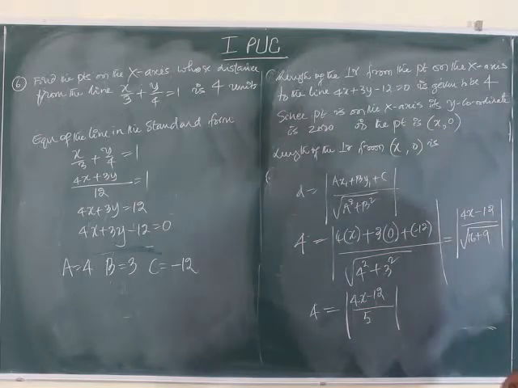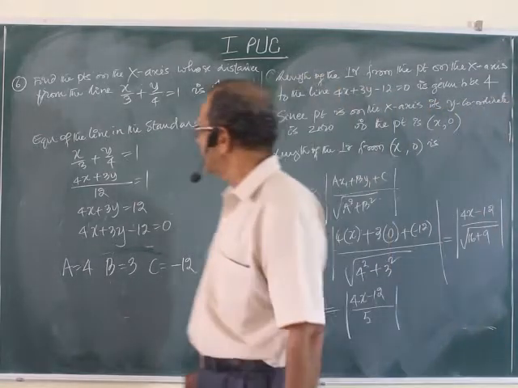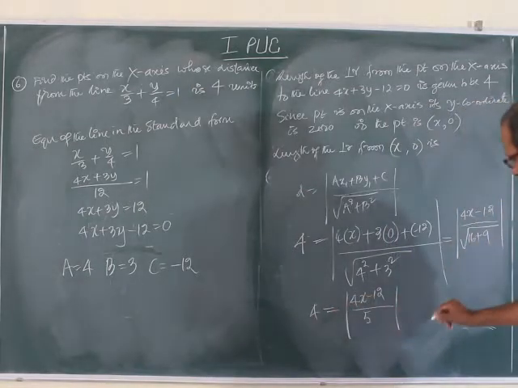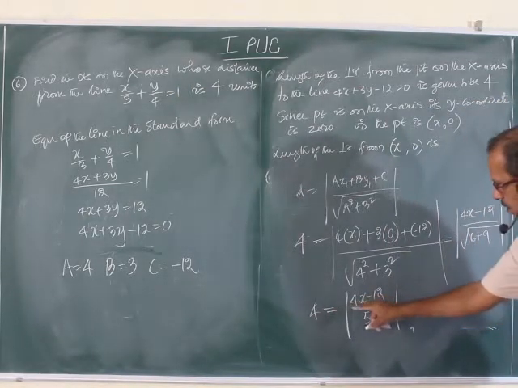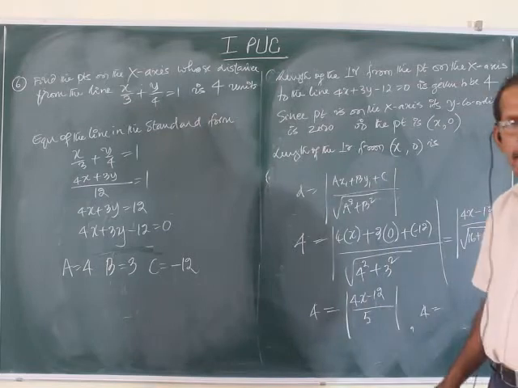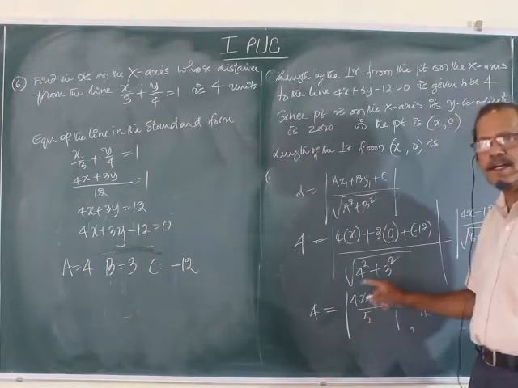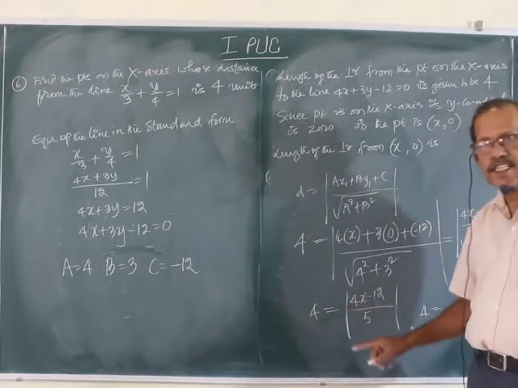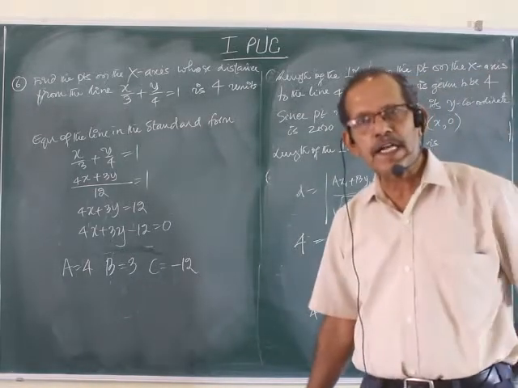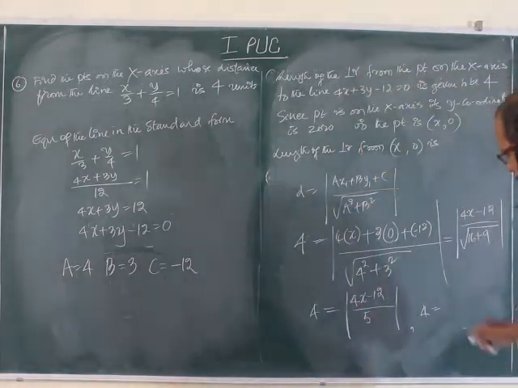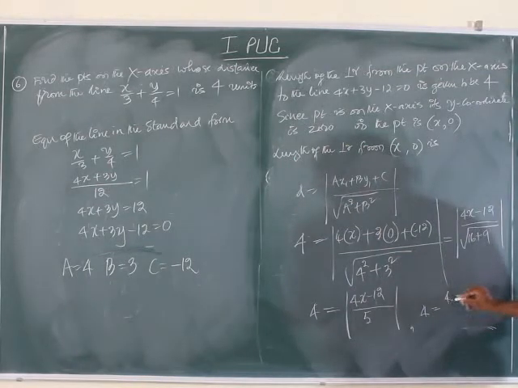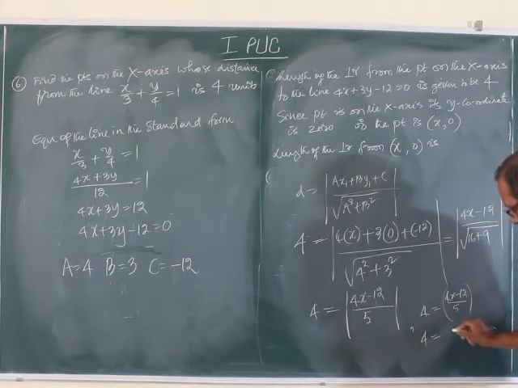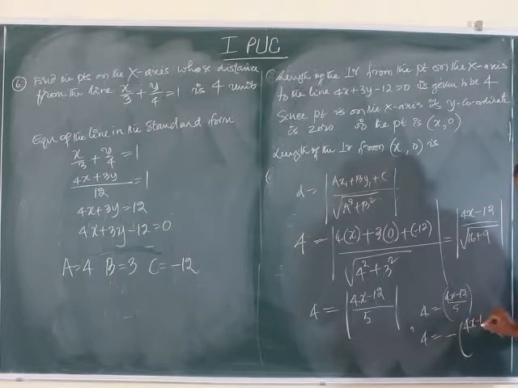Now, careful, 4 equal to modulus of 4x minus 12 by 5. If you remove the modulus, what does it mean? It may be either positive or negative. But modulus is always positive. When you remove the modulus sign, what you get? There are two answers. One is 4x minus 12 divided by 5. Another one is minus of 4x minus 12 divided by 5. There are two answers.